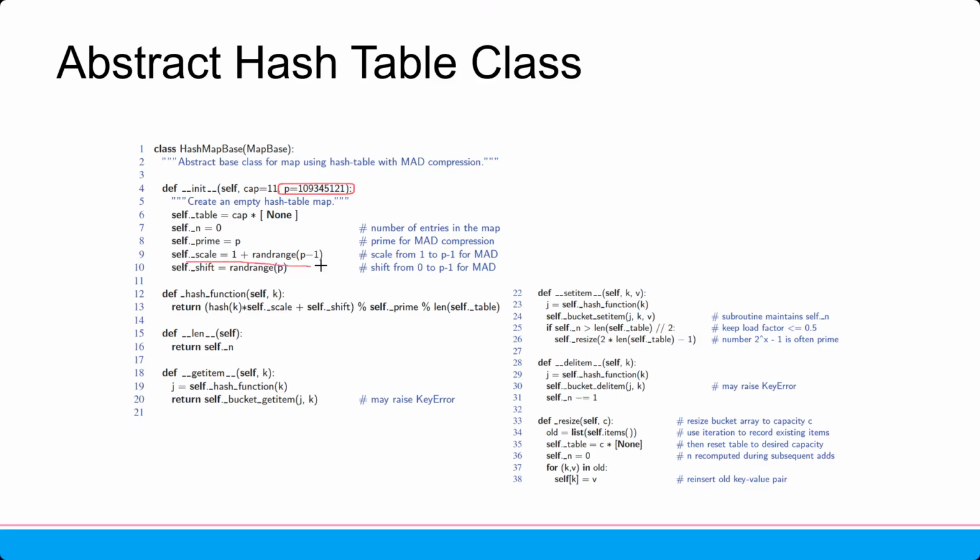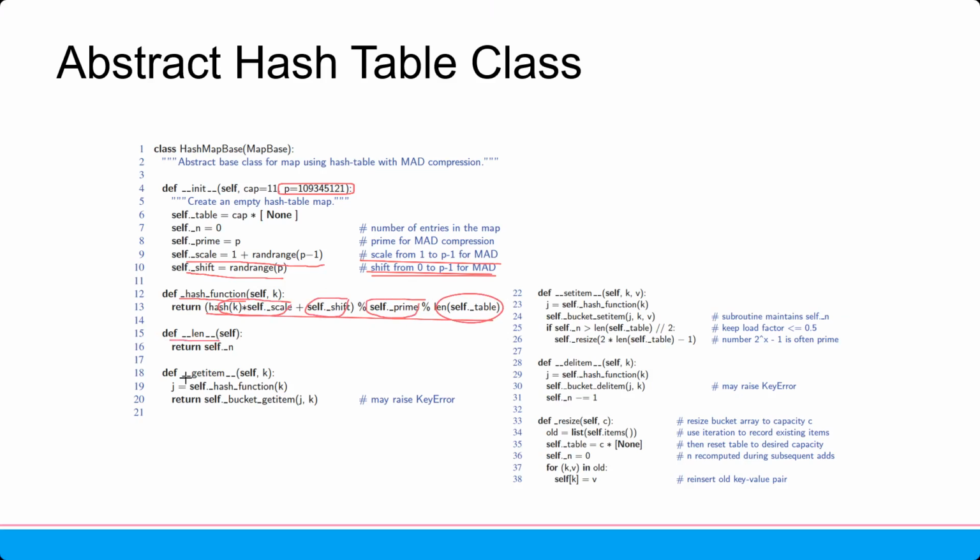And then we want to make the scale. The scale is for the MAD. The MAD is multiply, add, and divide. And this is also for the MAD, and this is a shift from 0 to p minus 1. We can have the hash function like what we already saw before: the multiplication multiplied by y, modulo p, where p is the prime number, and then we divide with n, which is the length of the table.